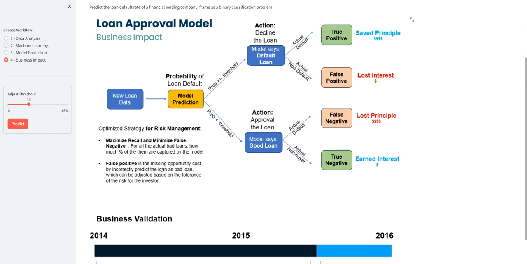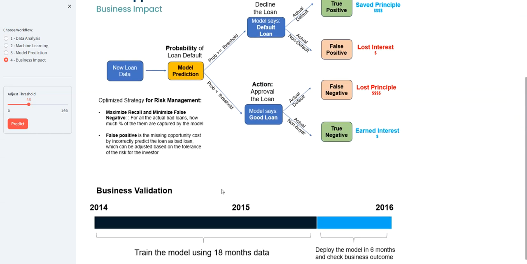Your bad debt ratio. So if you don't want to miss the opportunity cost by incorrectly predicting a loan as a bad loan, you can adjust your threshold to be higher to have fewer false positives in this case. But the side effect is that you will have more false negatives. So it will be a trade-off for the money manager, the bankers, to decide, right?